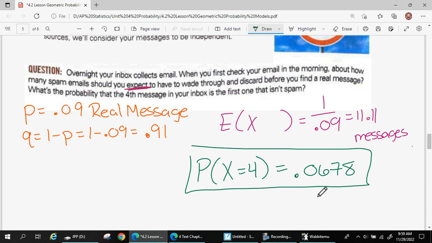So on average, we'll expect to go through 11.11 messages before we get to an important one. And the probability that our first important one, our first success, is the fourth email we open is close to 6.8%. 6.8% chance. So it's not very likely, but it's also not impossible that our fourth message is our first real message.